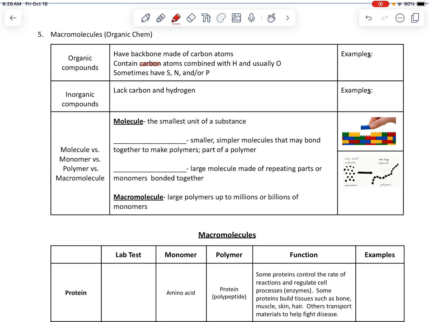You've probably heard carbon-based life forms. Now, above that, it says have a backbone made of carbon atoms. So carbon is really special in the fact that it has 4 valence electrons. That's something you don't really need to know right now. But what that means is that it can form and likes to form 4 bonds. So it can build very long chains in a lot of different directions.